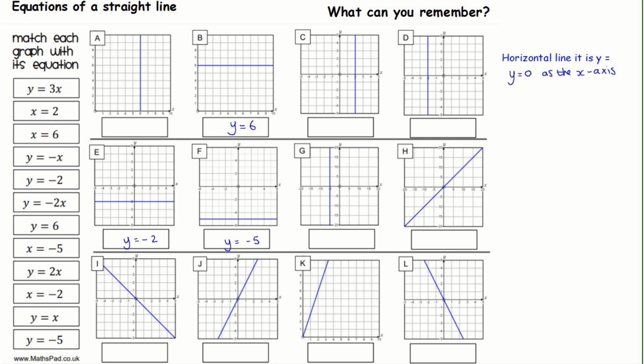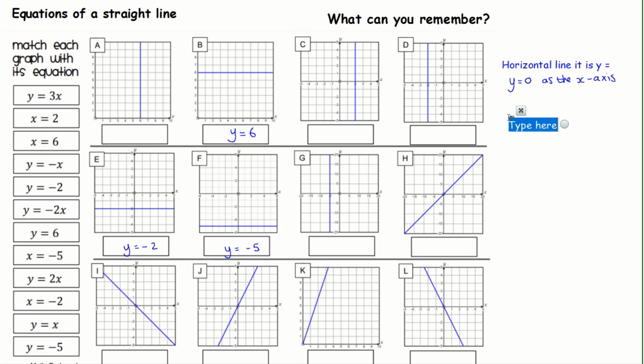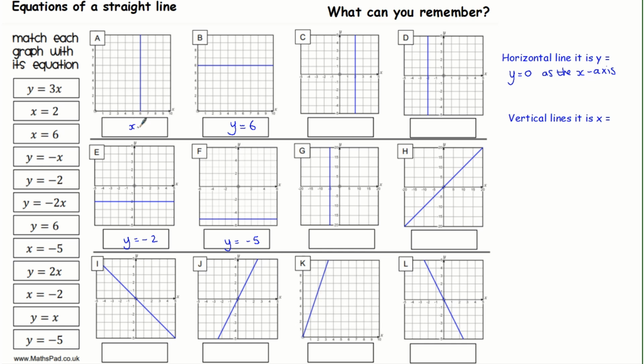Okay, so next let's have a look at vertical lines. Vertical lines are x equals something. So we have a look at the questions that we've got. This one here, where does it cross? At 6. So we've got x equals 6. This one I've got x equals 2, x equals minus 2, and then here I've got x equals minus 5. I'm just going to cross out the ones we've used. So these ones are all gone.